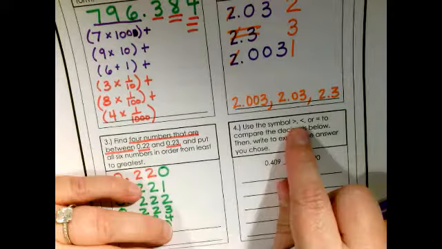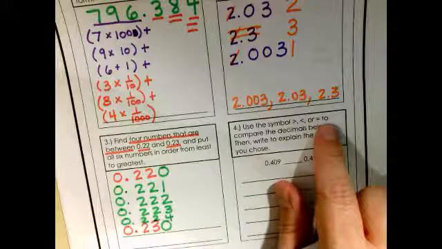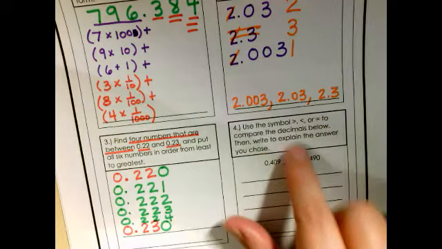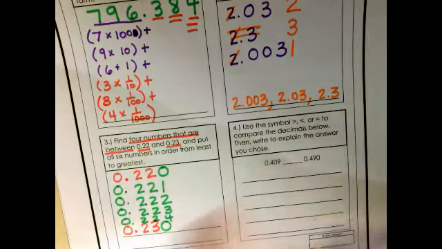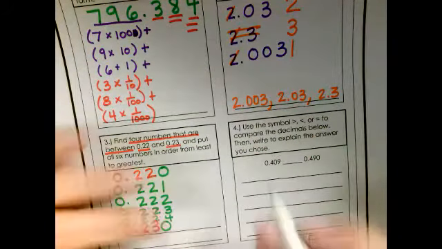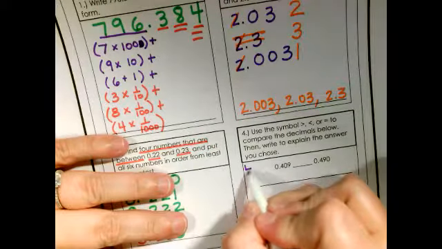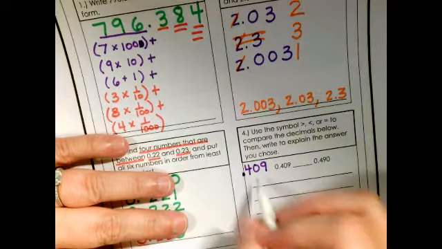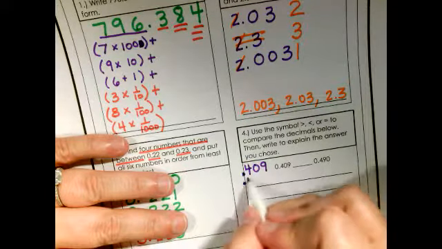Use the symbols greater than, less than, or equal to compare the decimals below. Then write to explain the answer you chose. Okay, well, once again, I really need to write these things out so that they are right next to each other, where the decimal lines up.